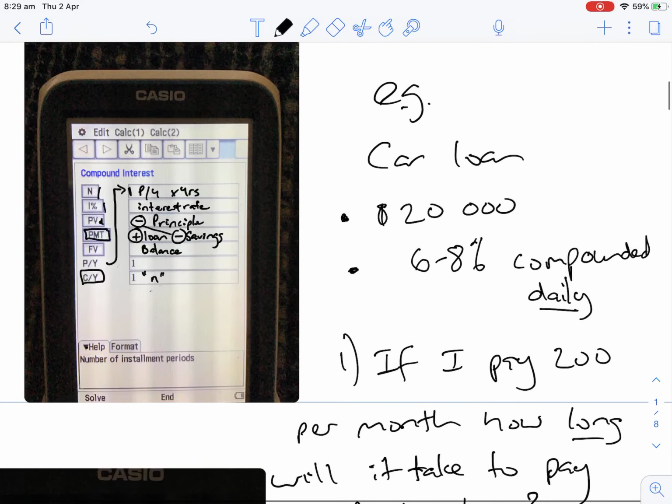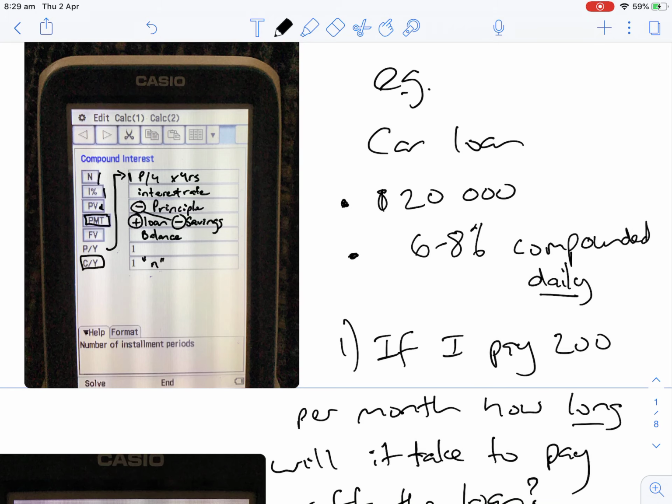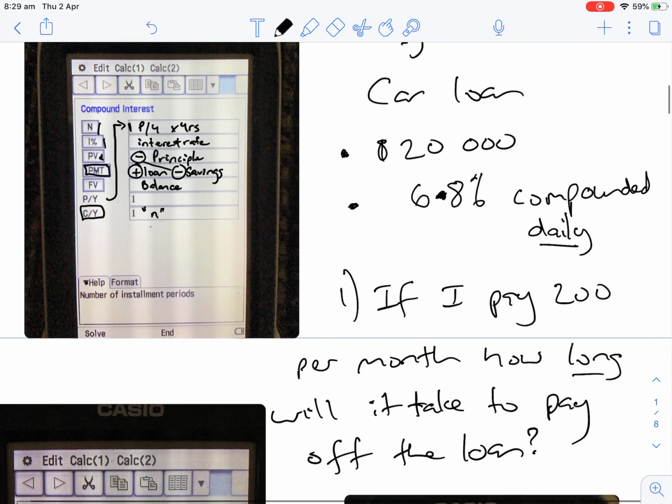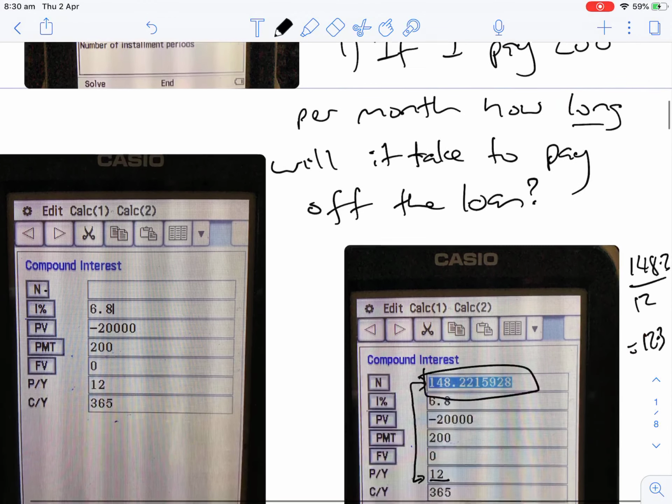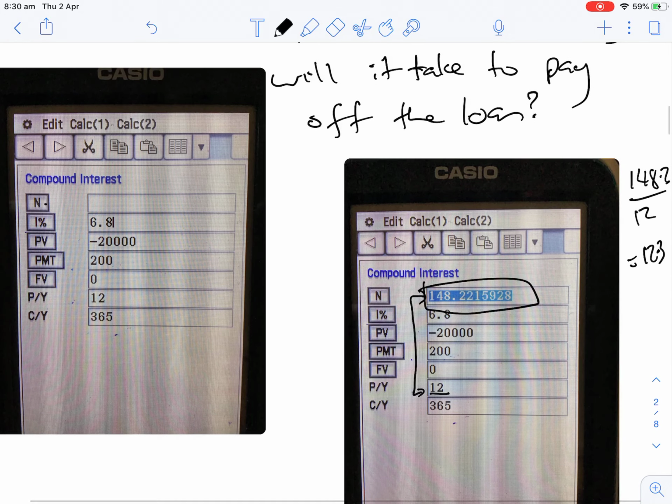So my first example that I've given you here, let's say we had a car loan for $20,000 and we were paying, that should be a decimal there, so we're paying 6.8% compounded daily. And my first part of this question, I've said, well, if I pay $200 per month, how long will it take me to pay off that loan?